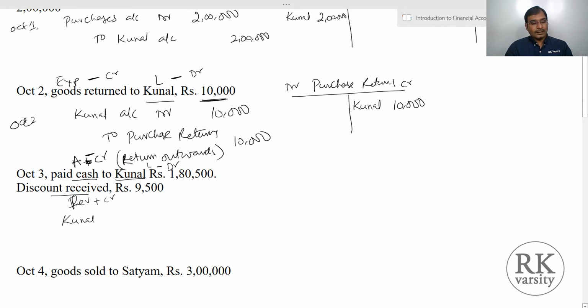Kunal account debtor to cash account to discount account or discount received account, because we'll create a separate account for discount received and discount paid. So how much amount do we have to pay to Kunal? Actually 2 lakhs is the amount, and from that we returned 10,000, so 1,90,000.